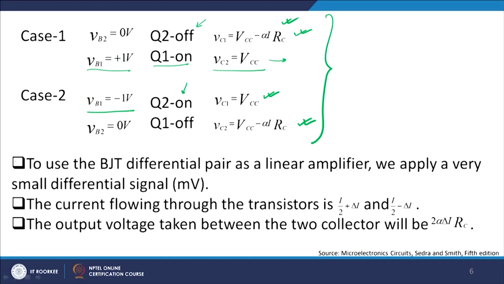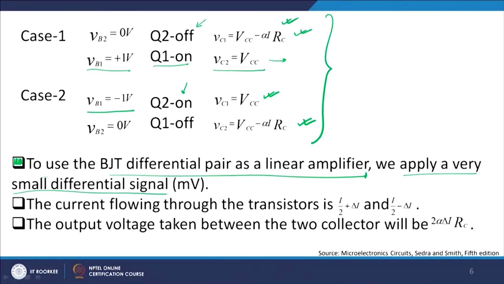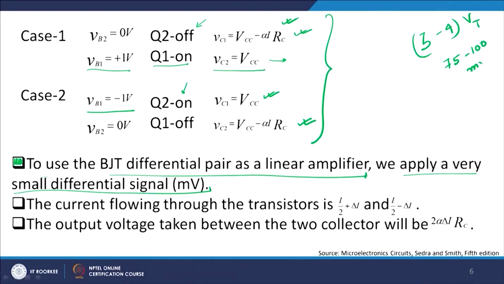Just see this point which I am shading here: to use the BJT differential amplifier as a linear amplifier, which means that the gain is independent of the input voltage and a fixed gain is available, we have to apply a very small differential signal of the order of a few millivolts. Typically it is approximately 3 to 4 VT. If the difference is this much, we will expect to see a change. 3 to 4 VT is approximately a 75 to 100 millivolt difference.